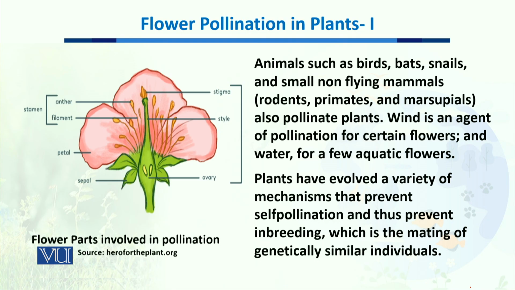These plants have evolved a variety of mechanisms that prevent self-pollination and thus prevent inbreeding, which is the mating of genetically similar individuals. By reducing self-pollination, they increase their chances of genetic diversity, which is important for the survival of organisms.